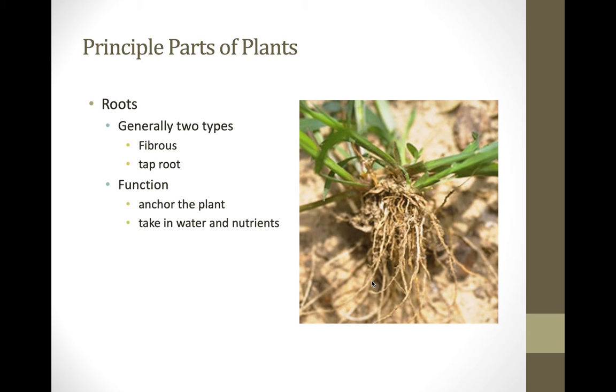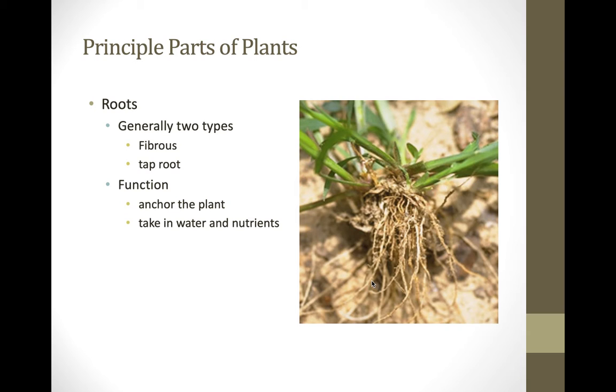Now, a taproot is normally when you have one major root, and you may have some root hairs that come off the side of it, but you have one major root. Think of things like carrots. You've got the leafy, pretty part above ground, but then the root, the carrot part, the part you're going to eat, is an actual tap root.